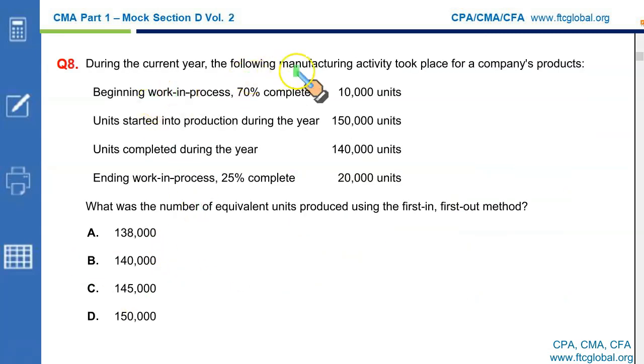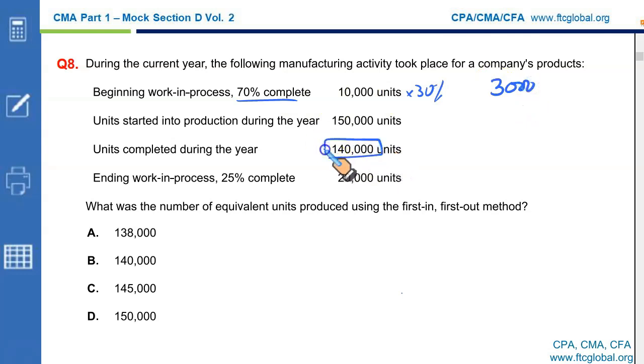During the current year, the following manufacturing activity took place for a company's products. Beginning work in process 70% complete. Units started into production during the year 150,000. Units completed during the year 140,000, and ending work in process, which is 25% complete, is 20,000. What was the number of equivalent units produced using the first in, first out method? Now, first of all, since these units were 70% complete, we would have added 30% work during the period. So just take 30% of it, you get 3,000.